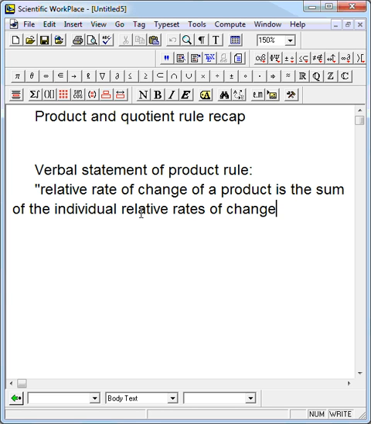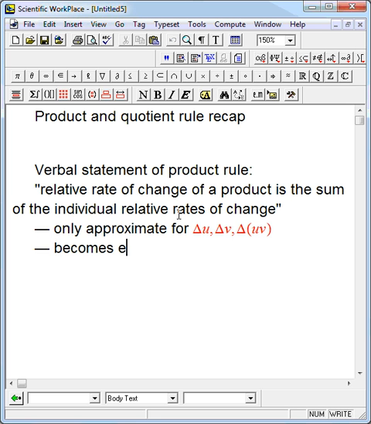We had to go to the idea of a relative rate of change to get such a simple statement, but I really think it's such a beautiful form of the product rule, it was worth it. Okay, and remember that this was only approximate for a delta U and delta V, and the overall actual change in delta UV. That's like when we let the workman work for 10 days or some significant period of time. We saw that this was an approximately true rule, okay? But it becomes exact in the limit.